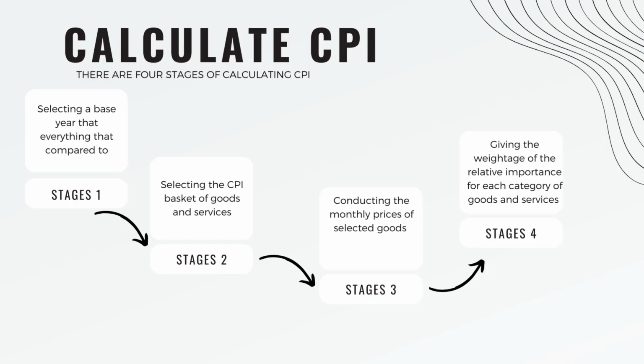There are four stages of calculating CPI. Firstly, selecting a base year that everything is compared to. Secondly, selecting the CPI basket of goods and services. Then, collecting the monthly prices of the selected goods. Lastly, giving the weightage of the relative importance for each category of goods and services.